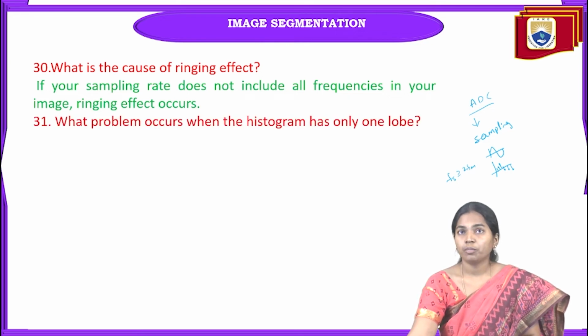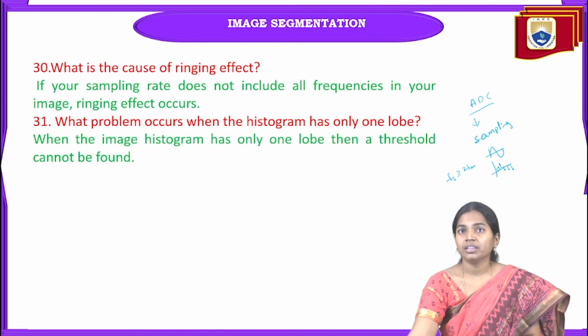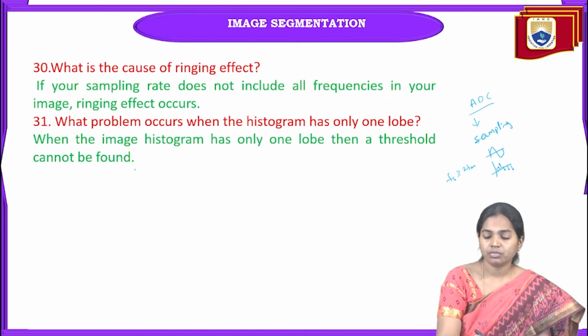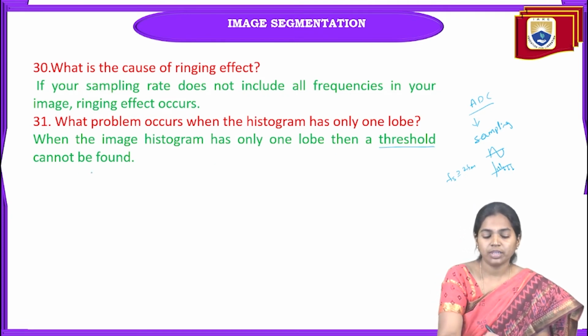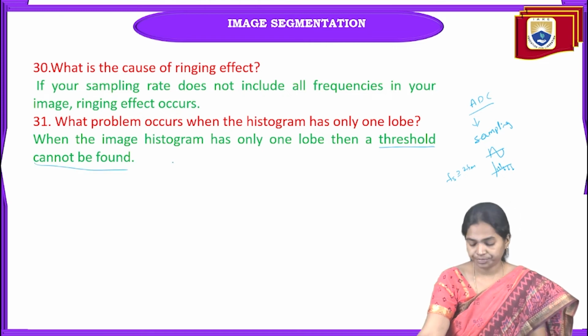And what problem occurs when the histogram has only one lobe? When the image histogram has only one lobe, then a threshold cannot be found. So if a histogram has one lobe, thresholding cannot be found.